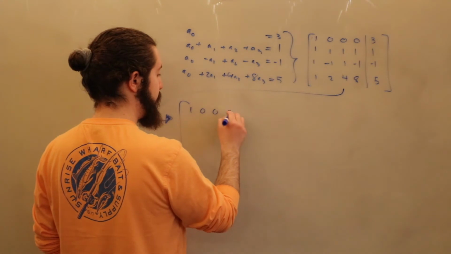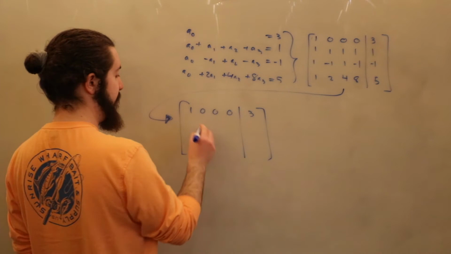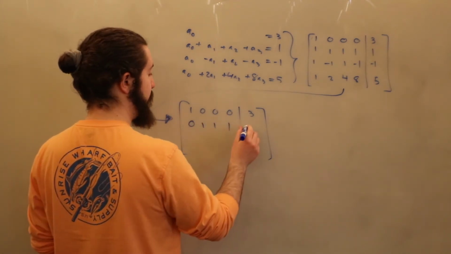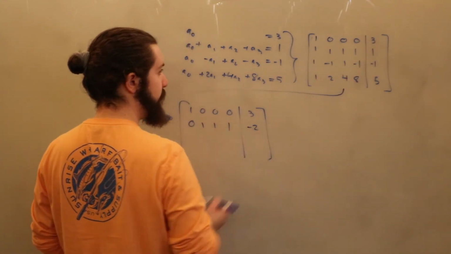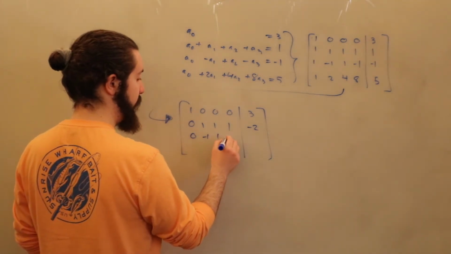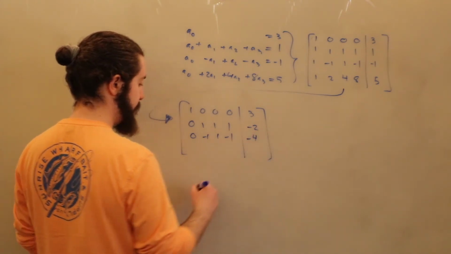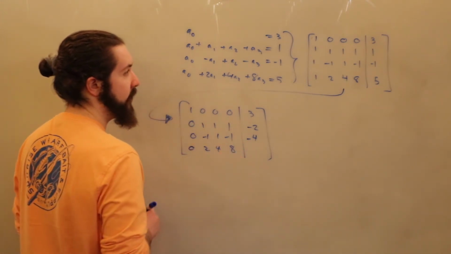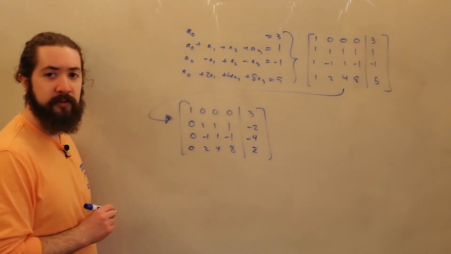So we'll have 1, 0, 0, 0, 3. Then we're going to have 0, 1, 1, 1. And we're going to have negative of 3 plus 1 is going to be negative 2. Then we're going to have 0, negative 1, 1, negative 1. And then negative 3 minus 1 is negative 4. 0, 2, 4, 8. And negative 3 plus 5 is positive 2. All right, so that was our first step.